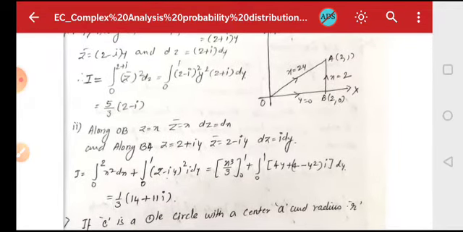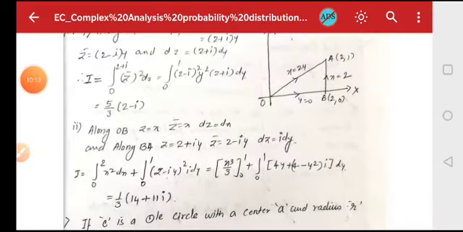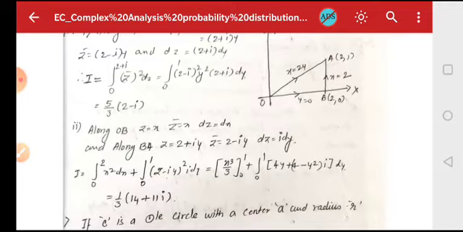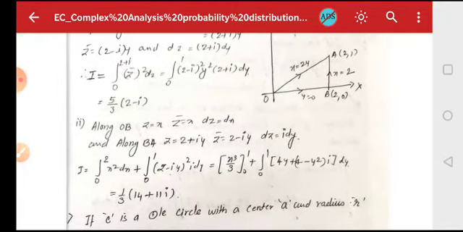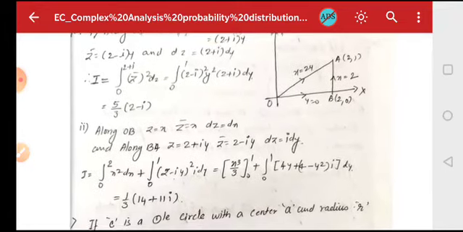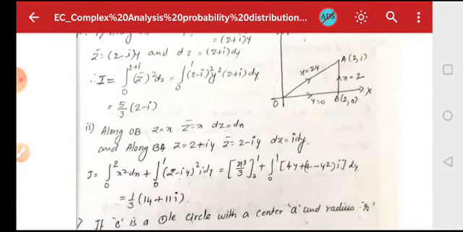So I equals the integral from 0 to 1 of x square dx, plus the integral from 0 to 1 of (2 minus iy) whole square into i dy. If you integrate, the integration of x square will be x cube by 3 from 0 to 1, plus the integration from 0 to 1 of (4 minus y square minus 4iy) into i dy, which equals 1 by 3 into (14 plus 11i).